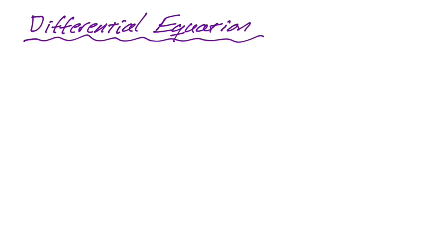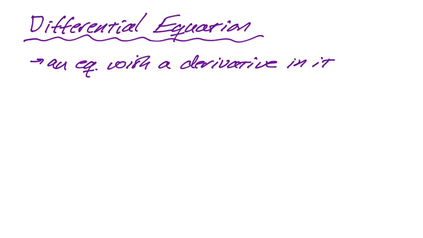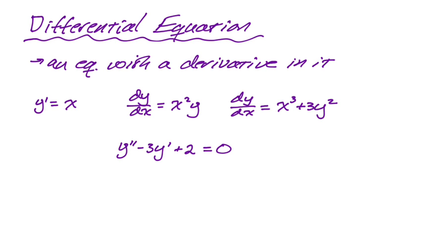A differential equation is literally just an equation that has a derivative in it. So the derivative being in it just means like y prime or dy/dx or a second derivative or any order derivative. So you'll see things that look like any of these. y' = x. dy/dx = x^2 y. That's a separable differential equation. dy/dx = x^3 + 3y^2. You will not know how to solve that when you're taking AP Calculus, but you'll still be able to analyze things based on it. And then you can have even weirder things like y'' - 3y' + 2 = 0. For things like that, you mostly verify solutions.